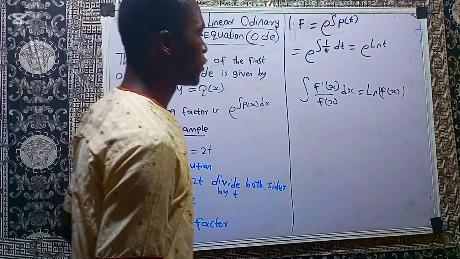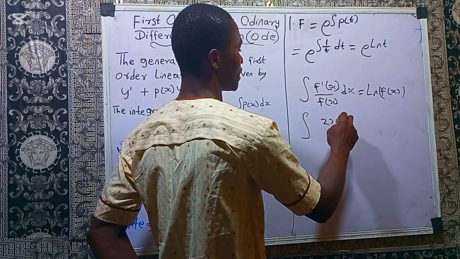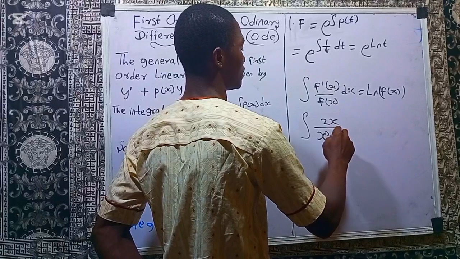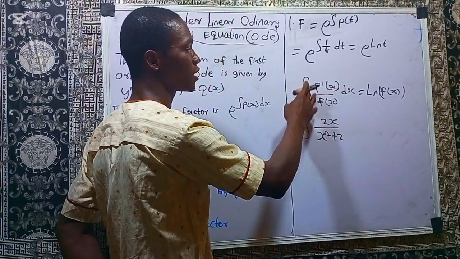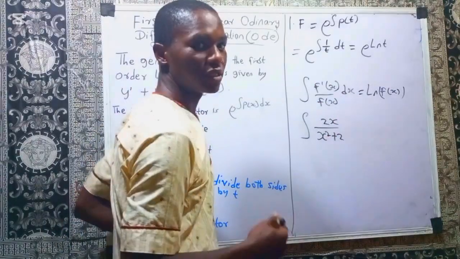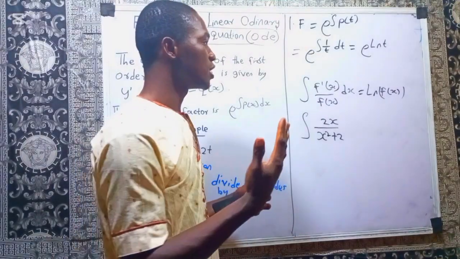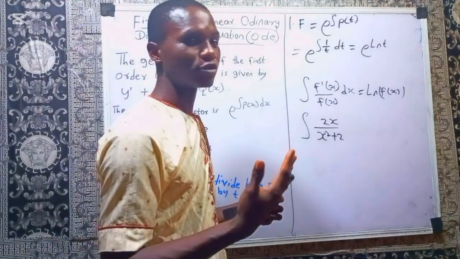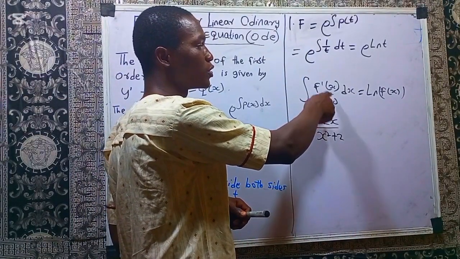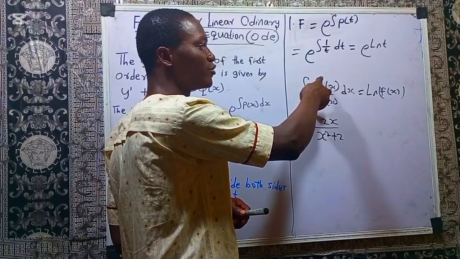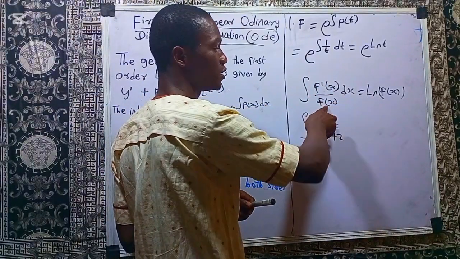That will be the result. For instance, if you have the integral of 2x divided by x squared plus 2. Now this formula I wrote down here, the integral of f prime of x divided by f of x, is telling you that if you are integrating a quotient, a function in fraction form, a rational function, and the derivative of the denominator is the numerator, then the result of the integral is the ln of the denominator.